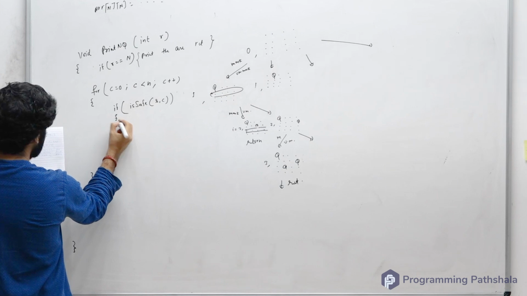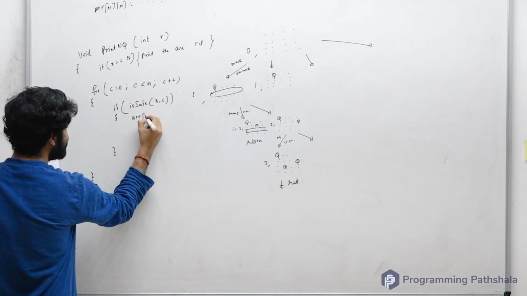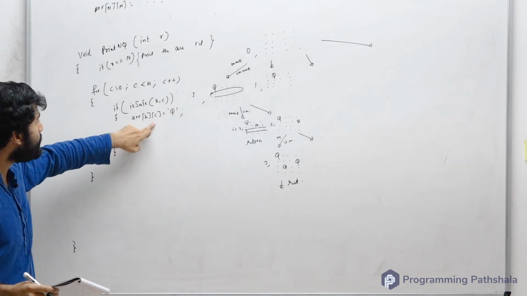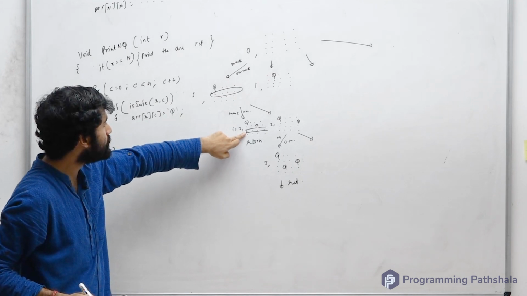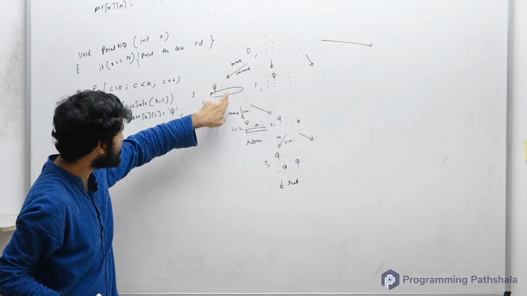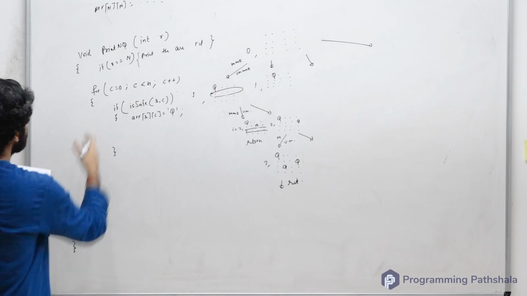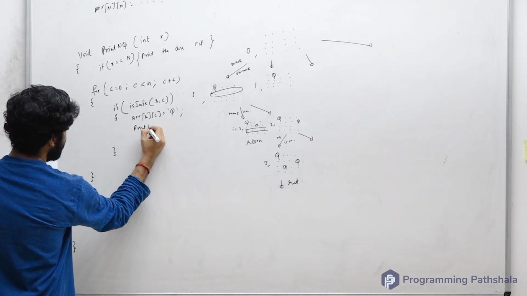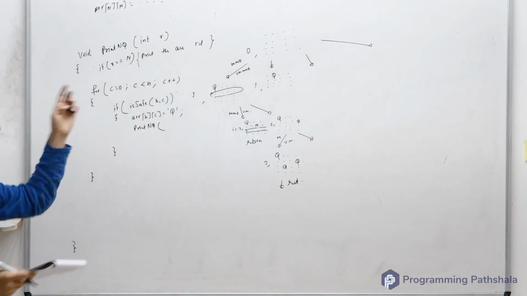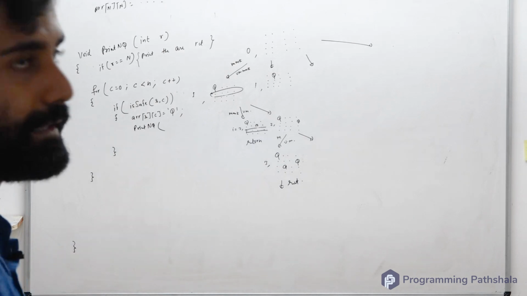So if it is safe to be placed, then I should place the queen over there. Placing the queen means marking that cell with the character q. And now after placing the queen, what is the next thing that you do? Let's say you place the queen at this particular location. After placing it, you invoke the function call, isn't it? You will call print n queen. This array is anyways global, so now you will pass the next value of row. What will be the next value of row? It will simply be row plus 1, isn't it?